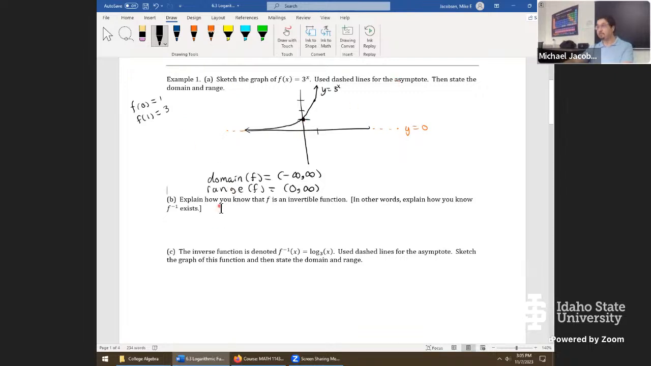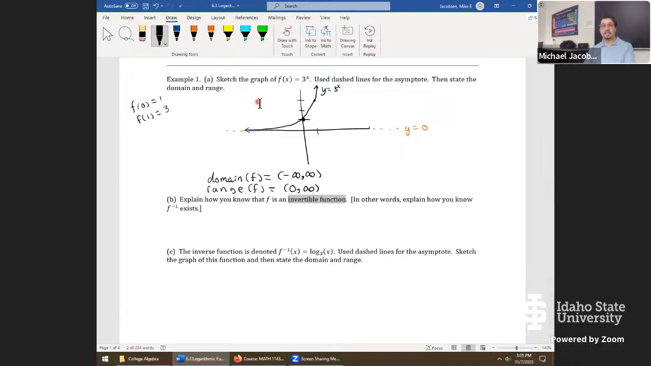And now they ask us this information. Explain how you know f, we're talking about f of x is 3 to the power of x, is invertible. Or in other words, how you know f inverse, that symbol there, really exists. This is really a review topic. It's going back like well over a month. Anyone recall how the graph alone proves the inverse exists?